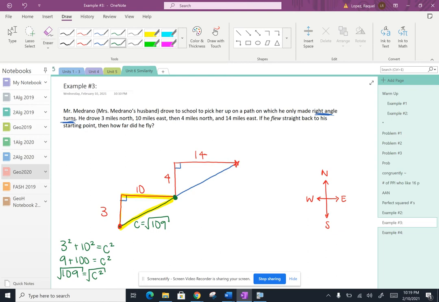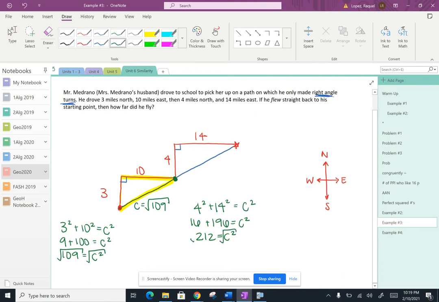Okay, let's do the other one. So we're going to do 4 squared plus 14 squared, because those are the 2 legs of the right triangle, equals c squared. 4 squared is 16. 14 squared is going to be 196. And I'm left with 212 equals c squared. And we're going to take the square root of both sides.